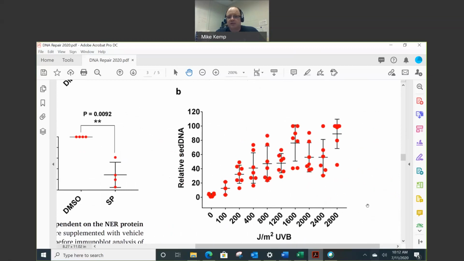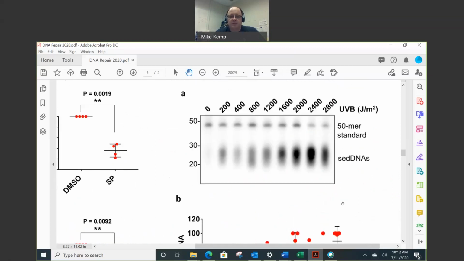We next wanted to look at the dose response. And so what we did here was to expose skin to various doses of UVB. Again, non-irradiated, 0 UV. 200 joules per square meter UVB is again maybe a little bit less, maybe half a minimal erythemal dose of UV.